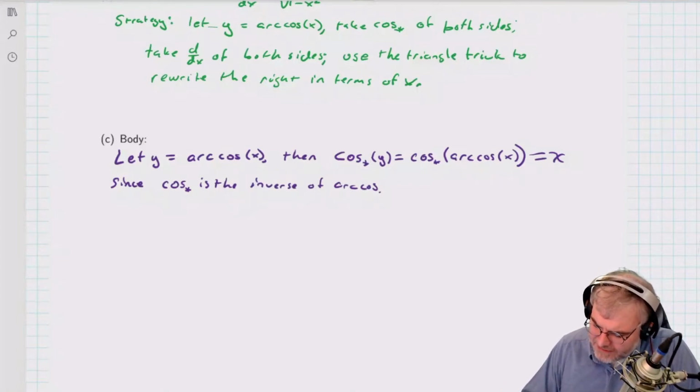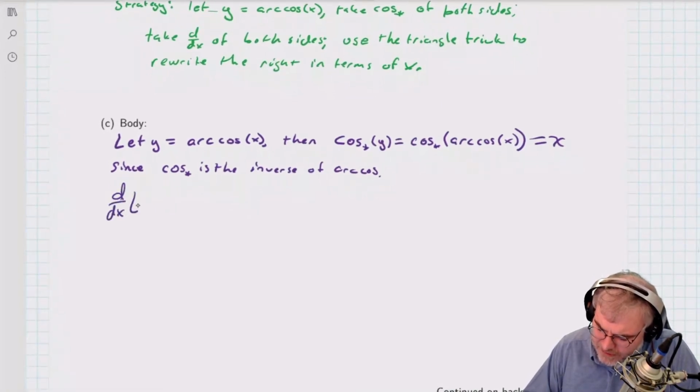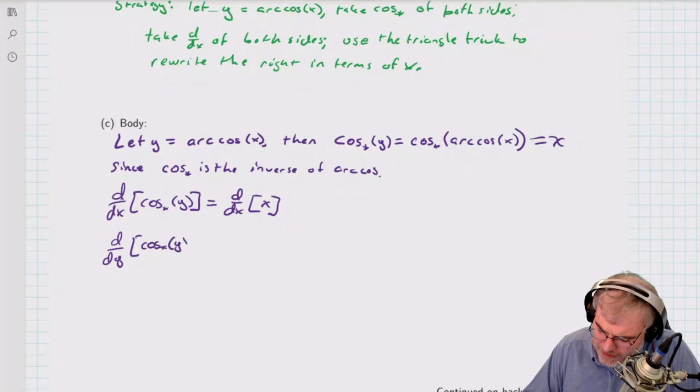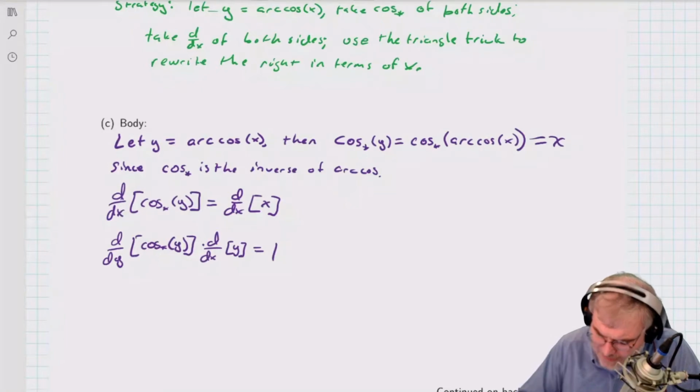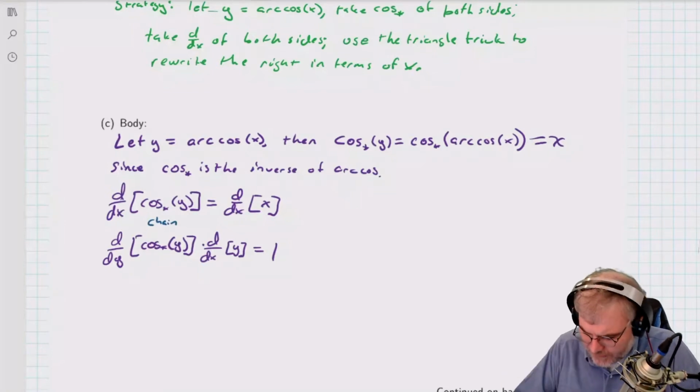Okay. And then, so now what I'm going to do is I'm going to take the derivative of both sides, d over dx of cosine of y equals d over dx of x. So I do a little chain rule action here, and I get d over dy cosine of y times d over dx of y equals 1. I might write chain here. I don't have to. Again, that's one of those little details. You need to have enough details. You don't have to have all of them.